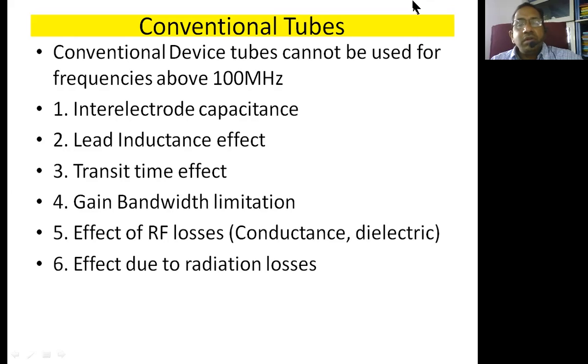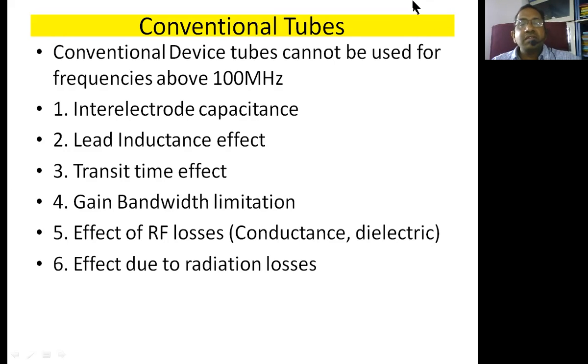And here, due to this, radiation losses are also going to increase. As a result, the signal is going to get deteriorated when it is passed through conventional tubes. That is the reason why we normally use microwave tubes whenever we want to generate signals at the microwave frequency range, or whenever we want to transmit and amplify microwave signal frequencies. So these are the basic drawbacks of the conventional tubes.